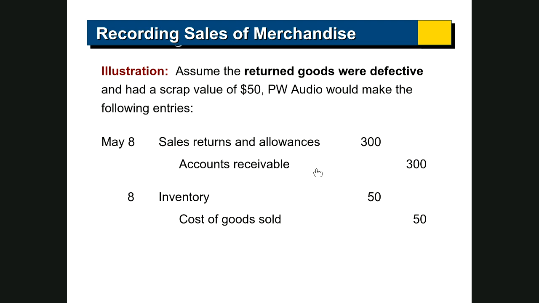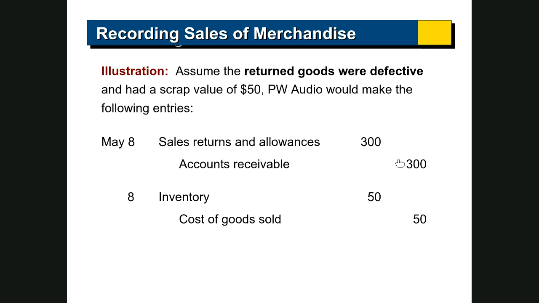In the case of a defective item, right? So here it says, assume the returned goods were defective and had a scrap value of $50, what would they do? So let's say the item was initially sold for 300 and the item is defective. The customer is returning it. So the first entry remains the same. The customer is no longer going to pay 300.